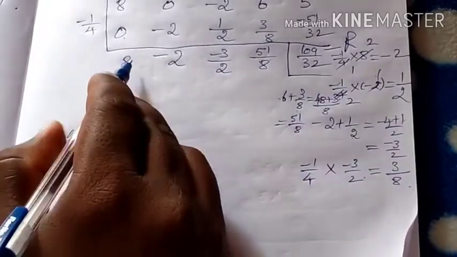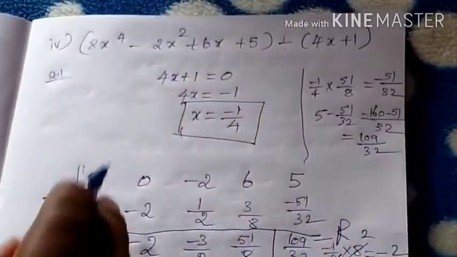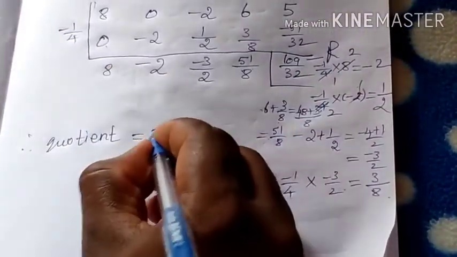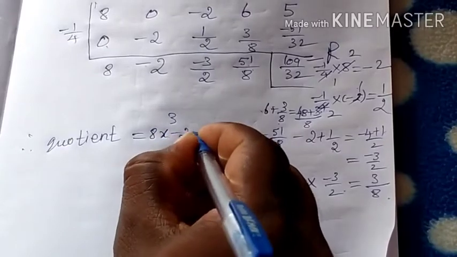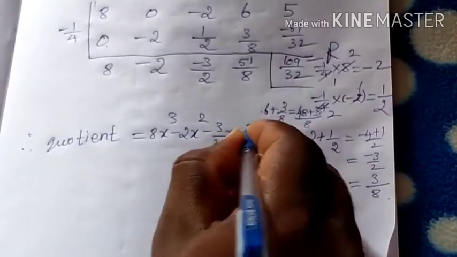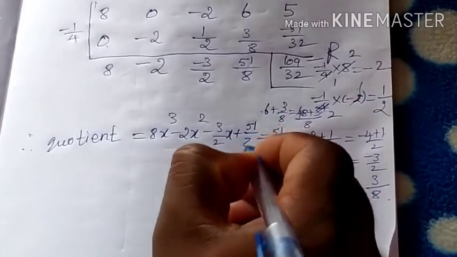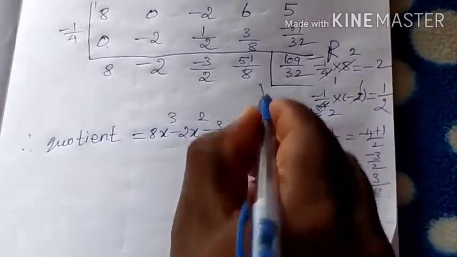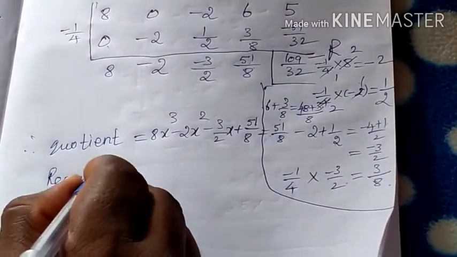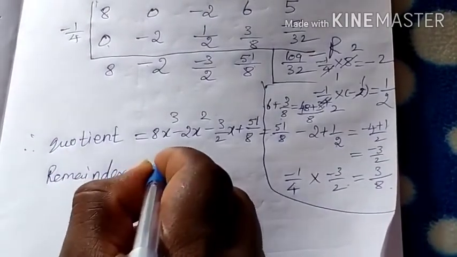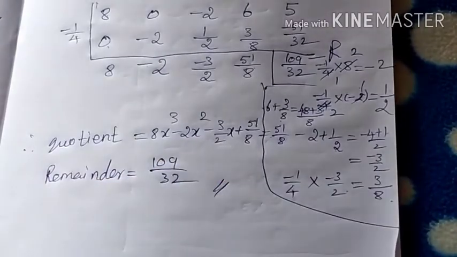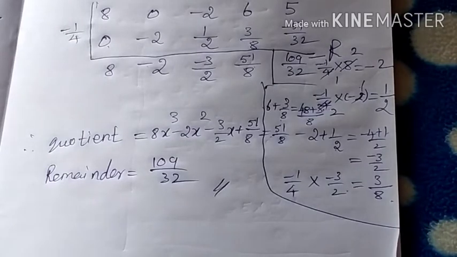is equal to, the given polynomial is a 4th degree polynomial, so write the 3rd degree polynomial. So 8x cube minus 2x square minus 3 by 2 into x plus 51 divided by 8. Okay, that's all. Then the remainder is equal to 109 divided by 32. That's all the answer of the 4th subdivision. Have you understood?